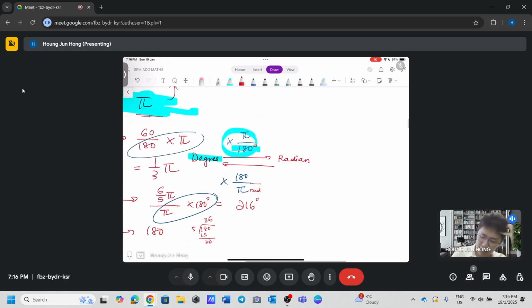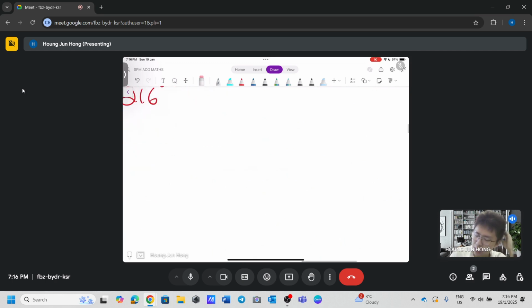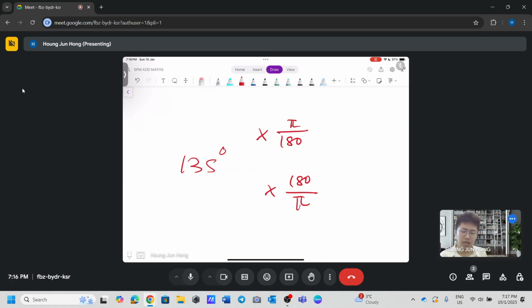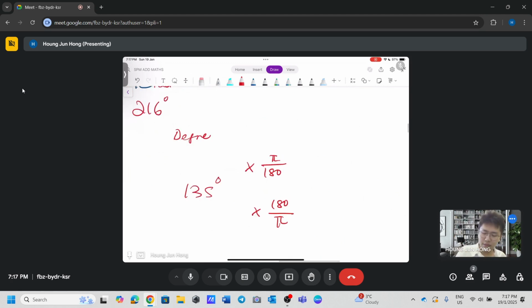Let's say we go one step backward. If you really cannot remember which is converting which, just very simple, you look at the number 135 and ask yourself, do you think it makes sense to times this over 180, or is it more making sense to times this one over pi? Let's do a quick check. This is a degree, this is radian, right? So if you convert it with the two methods over here, you should see 135 divided by 180, you get 3 over 4 pi.